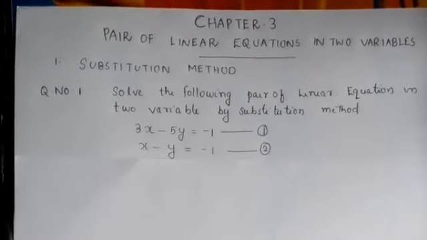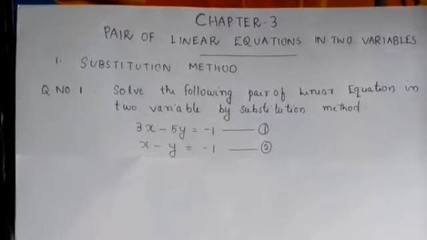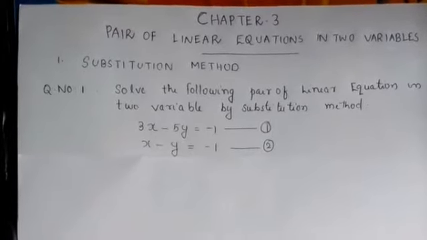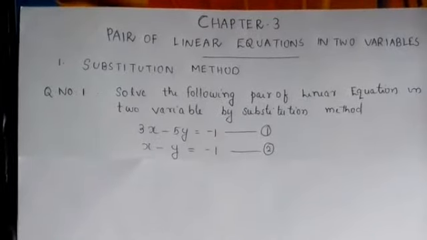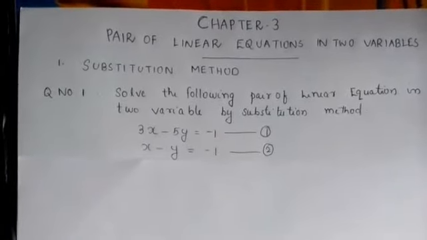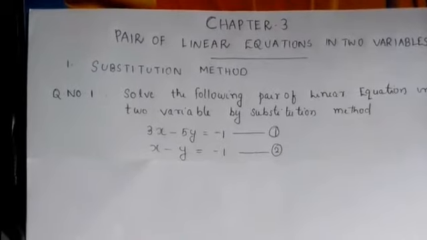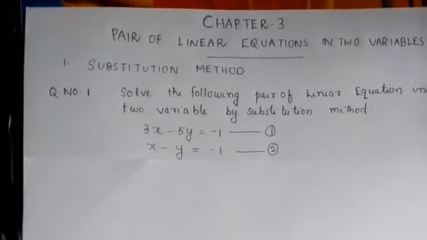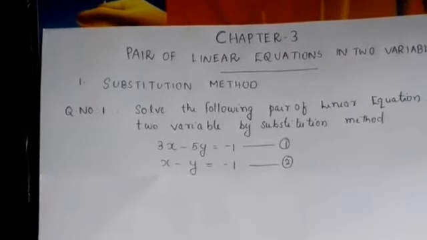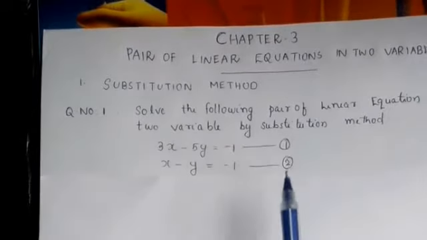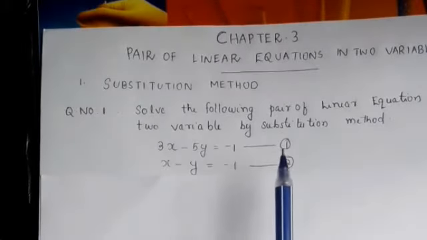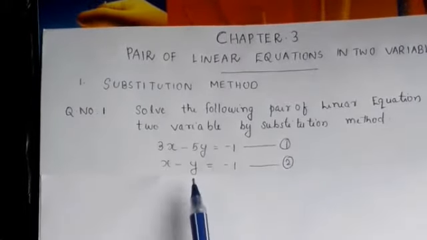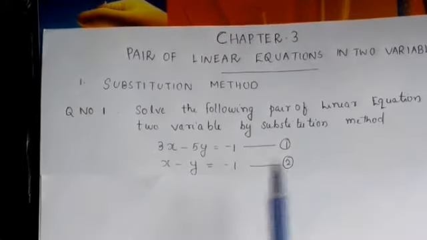So what is the first step? Mark the given equations as equation number 1 and equation number 2. So the first equation is 3x minus 5y is equal to minus 1 and the second equation is x minus y is equal to minus 1. After that, from equation number 1 or equation number 2, write x is equal to or y is equal to. Either you select equation number 1 or 2 and write down x is equal to or y is equal to.